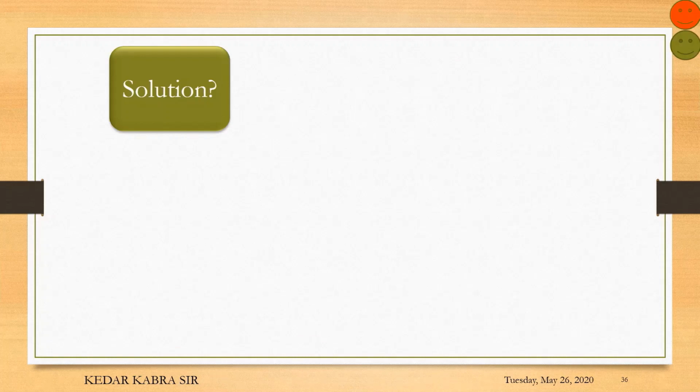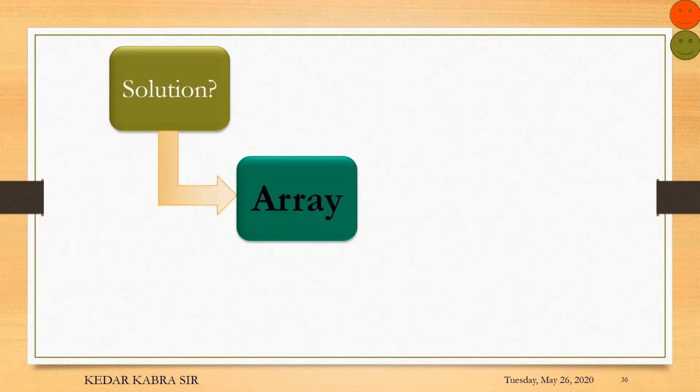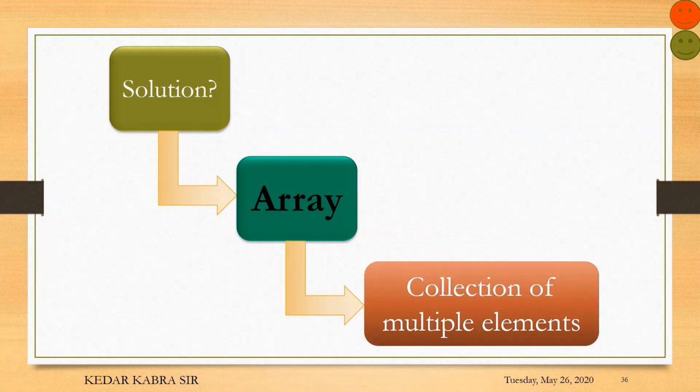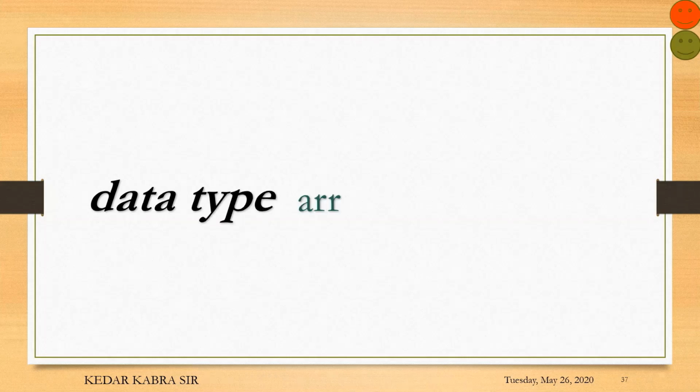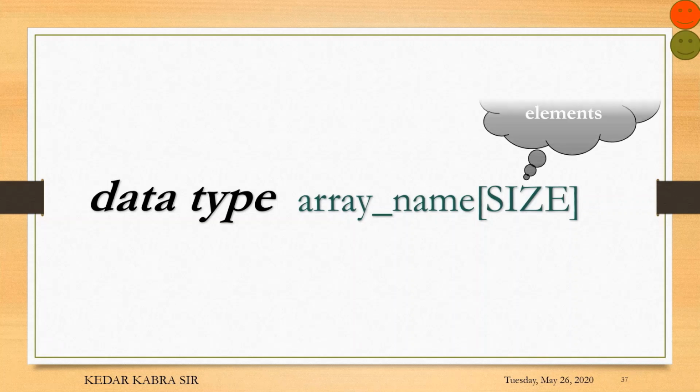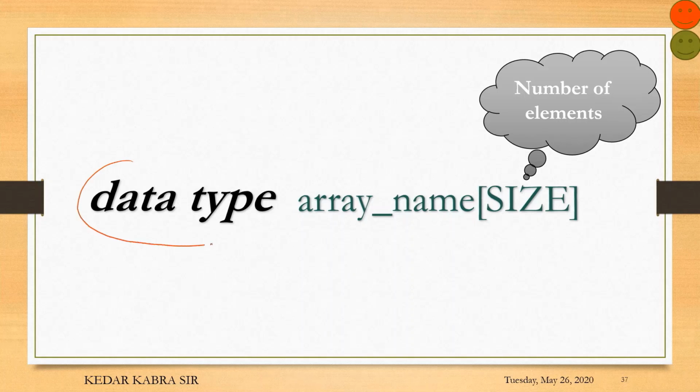What is the solution for this problem? The solution is array. Array is collection of multiple elements. Syntax of the array that we already know: data type space array name and the size in square bracket, where size is number of elements in the array. In our case, we will take this data type as our new type that we have created, struct employee, and size as per the requirement.